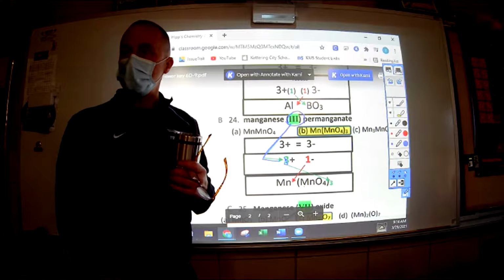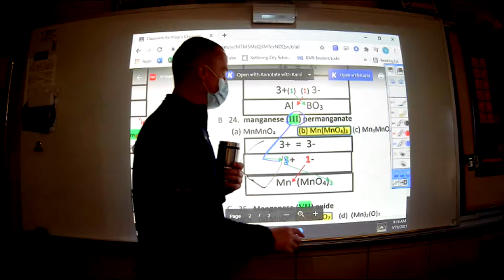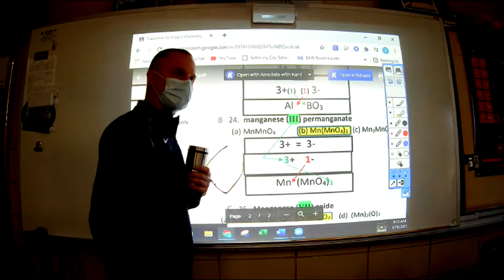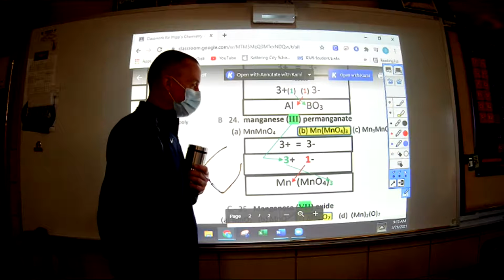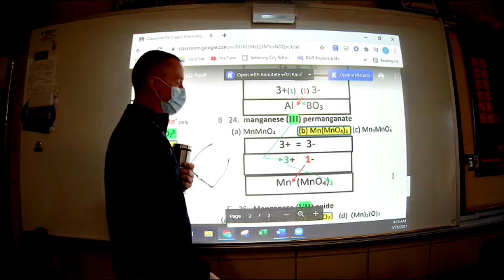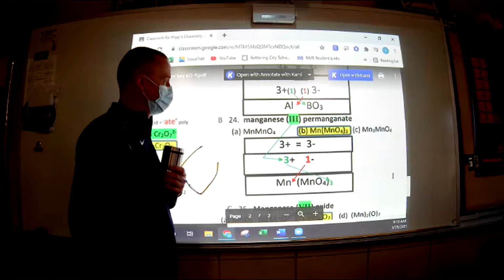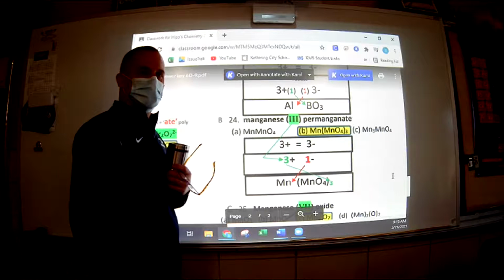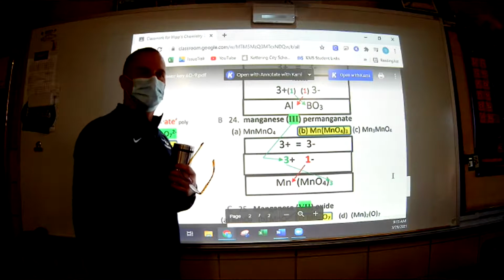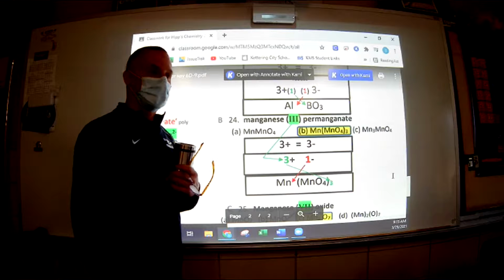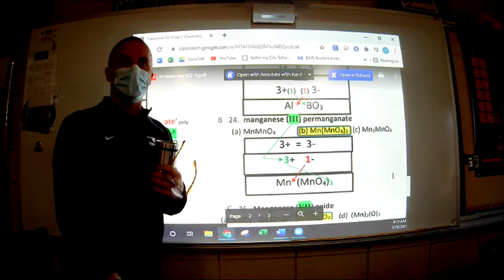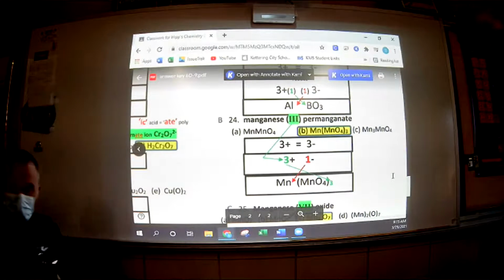Now I look, can I reduce the charges? Can a 3 and a 1 be reduced? No. I'm ready to crisscross. This 3 goes down to the permanganate ion. This 1 goes to manganese. I'm bringing a number other than 1 down to a polyatomic ion. So what do I need to do? Separate it with parentheses. Anytime you're bringing a number other than 1 down to a polyatomic ion, use parentheses.